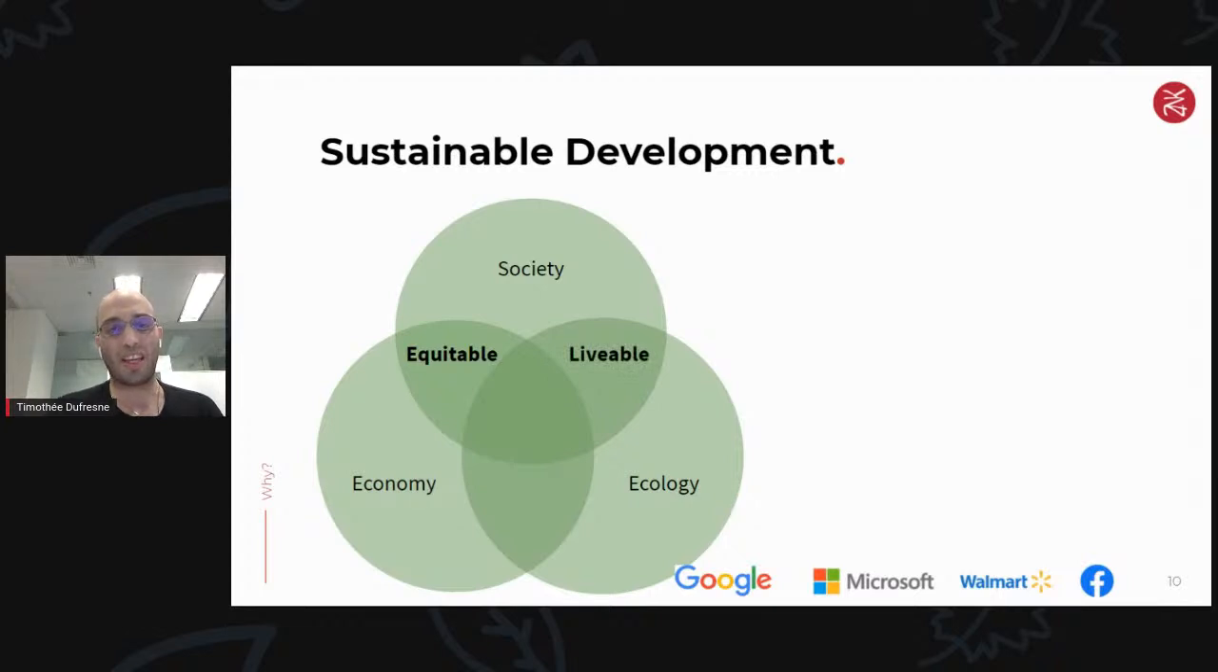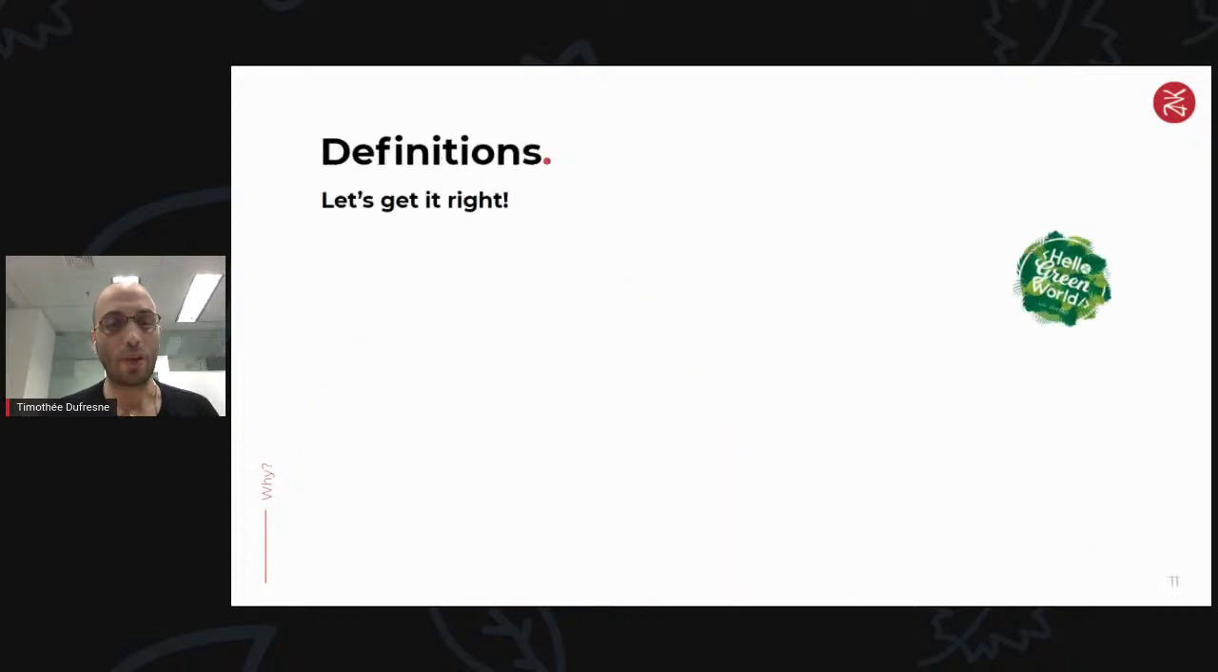When we are talking about ecology and society, we are talking about a livable solution. When we are talking about ecology and economy, we are talking about viable technology. And when we reach the target of the three together, we are talking about sustainable. This sustainable part is the target of many companies. Many companies are trying to reach this target. We are not there yet.